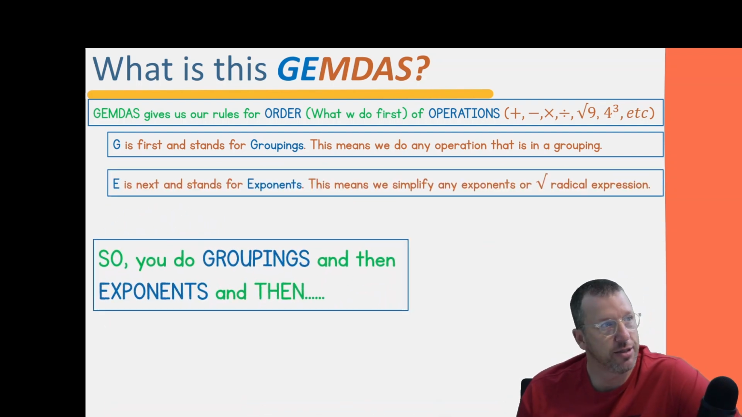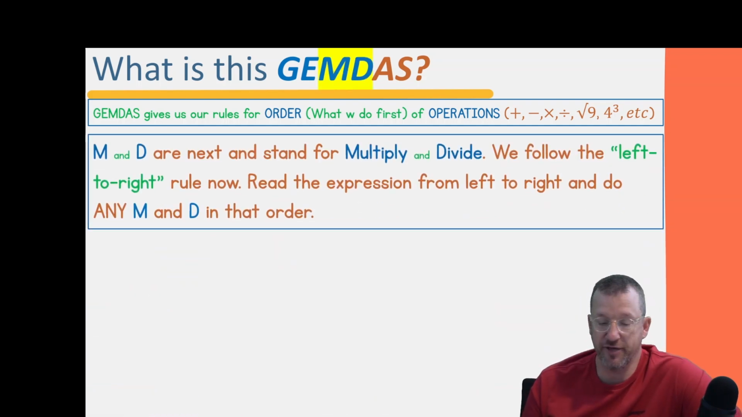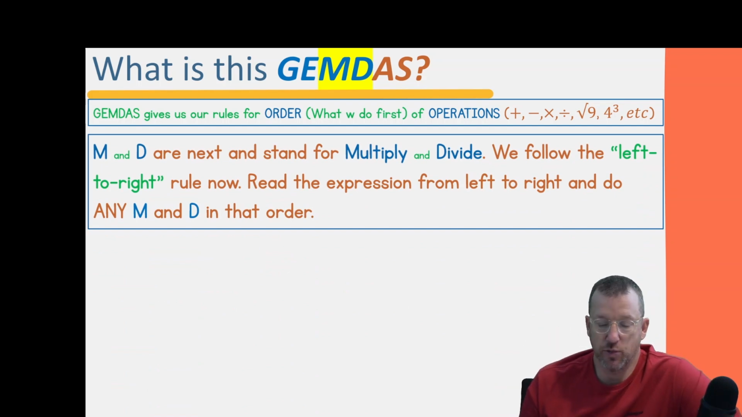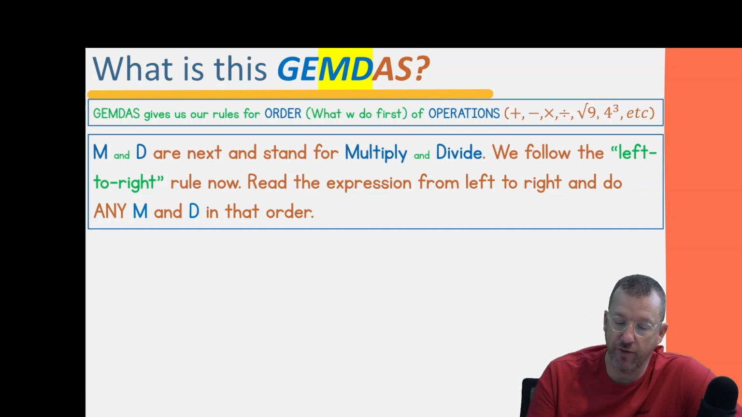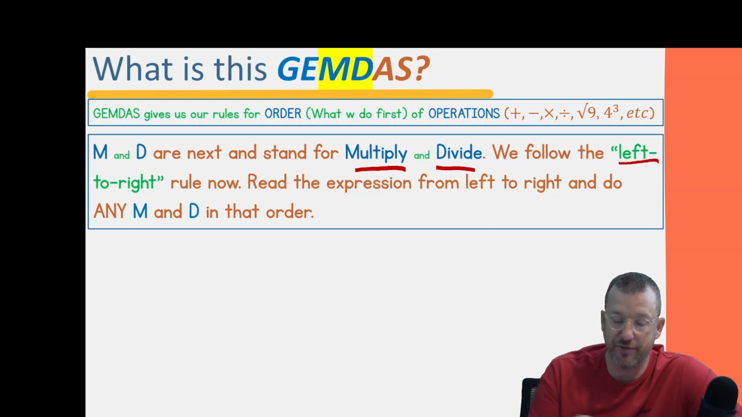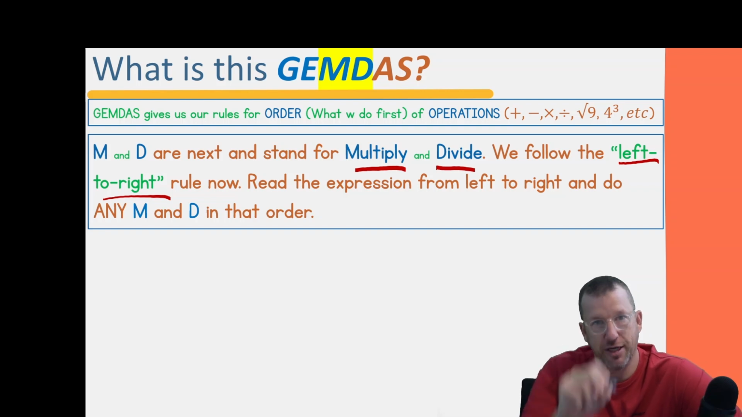Wow, it looks like this GIMDAS thing is really doing a map for us. So we do multiplication and division. Notice that I highlighted them both at the same time because we are going to do multiplication and division next. And when we do, we look for anywhere there's multiplication and division. And then which one do we do first between multiply and divide? That's when we go to the left to right rule. We go back to like we're reading a book. As I'm reading that expression from left to right, if I see multiplication, I do that first. Or if I see a division, I do that first.